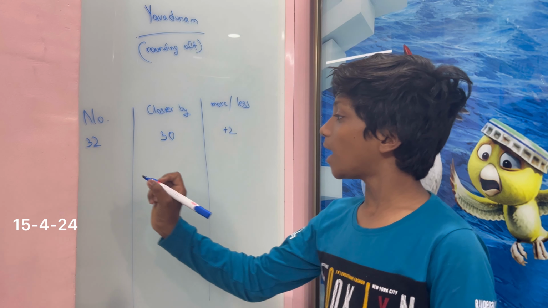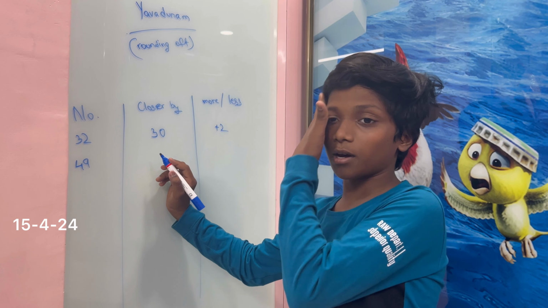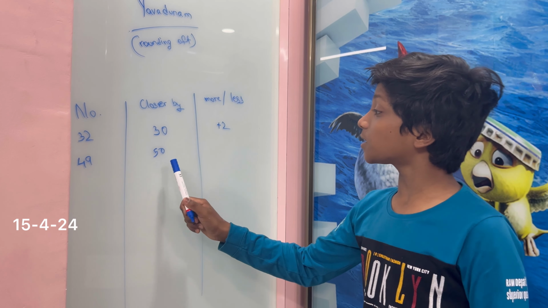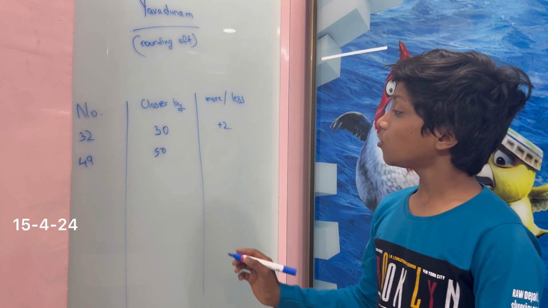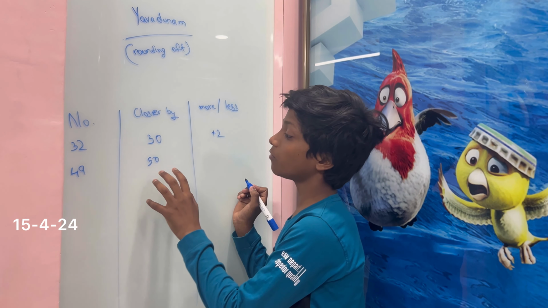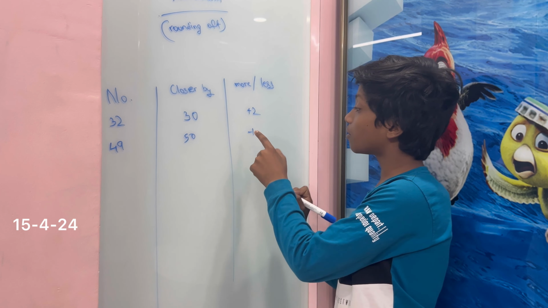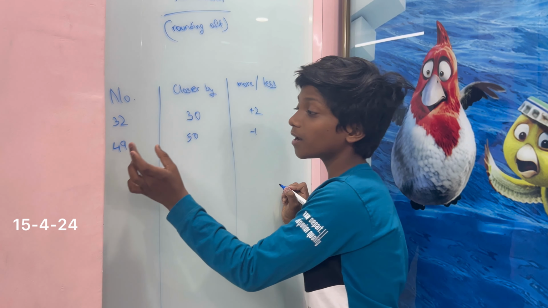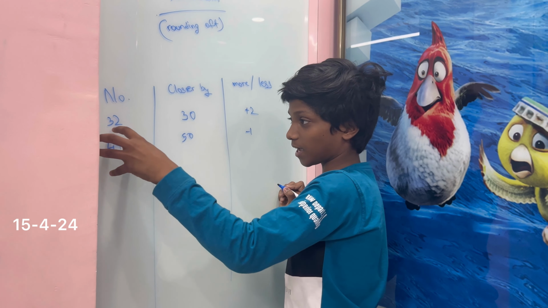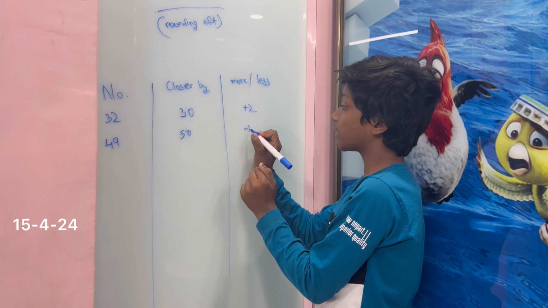30 plus 2 is 32. And we take suppose 49. For 49, what is the closer number that has 0 in it? That is 50. So 50 is greater than 49. So in this case, we are going to take 50. 50 minus 1, how much? 49. So we are going to write 50 minus 1, minus. If the closer number is greater than the number, we keep it as minus.